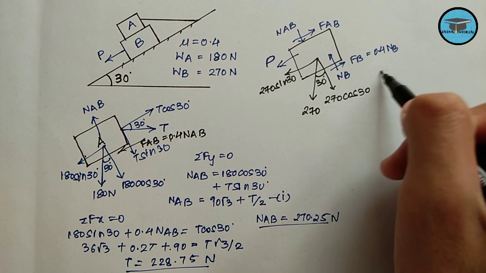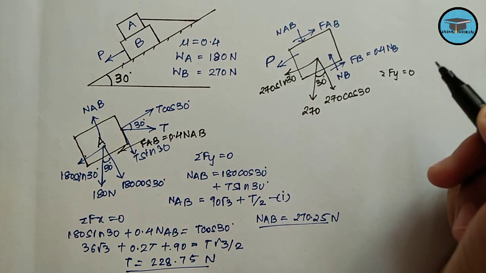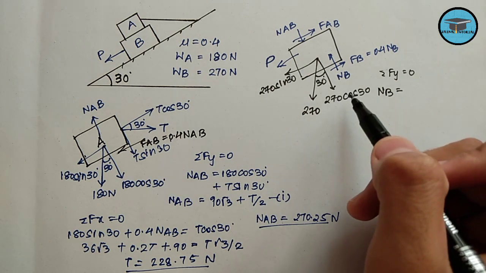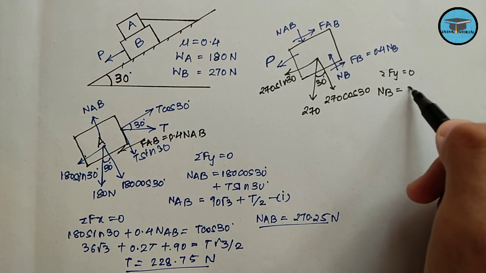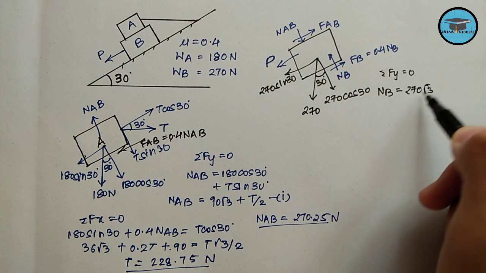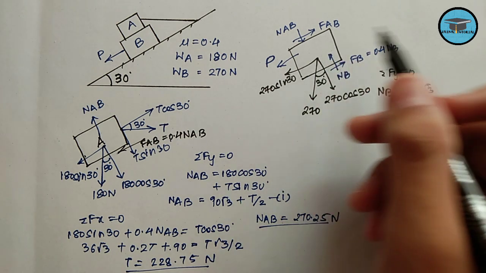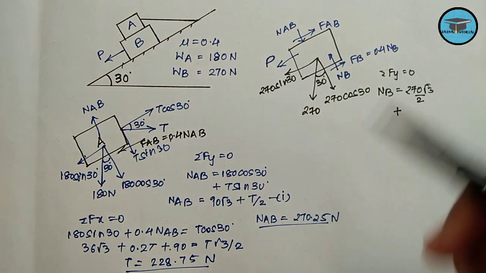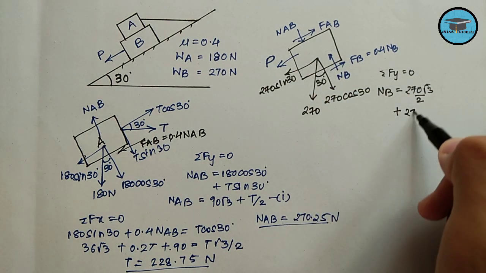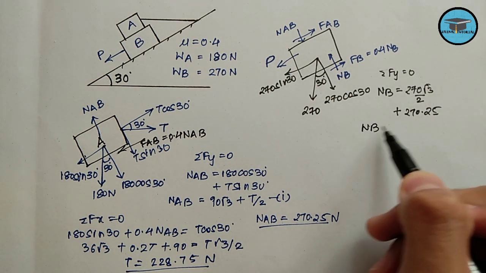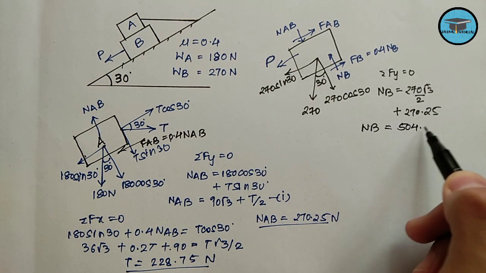Now we are applying the conditions of equilibrium, that is sigma Fy equals to 0 and sigma Fx equals to 0. So sigma Fy equals to 0: NB equals 270 cos of 30, that is 270 root 3 by 2, plus NAB, which is given as 270.25. So from this the value of NB comes out to be 504.08 Newton.